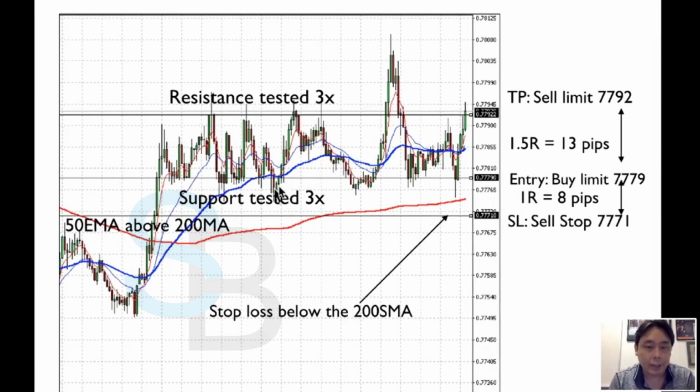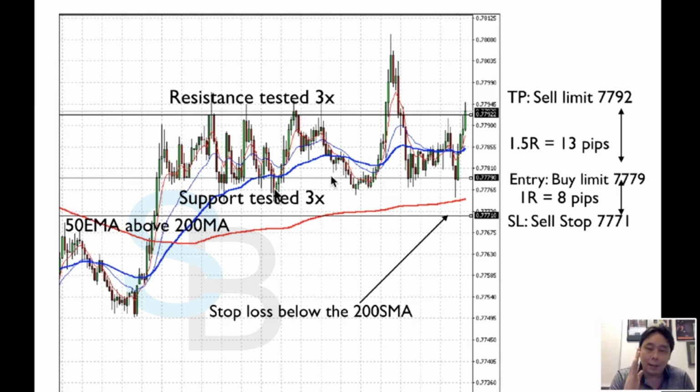So in this case, you can see that the entry was actually here, and this support was tested many times, okay? Now, could you have entered here? Yes, you could. Could you have entered here? Yes, you could. You could have entered there as well. So you can see that when the currency is in a very clear range, you can actually play it many times. You could buy, sell, buy, sell, buy, sell. You could trade that same range multiple times, like wash, rinse, and continue the process, okay?